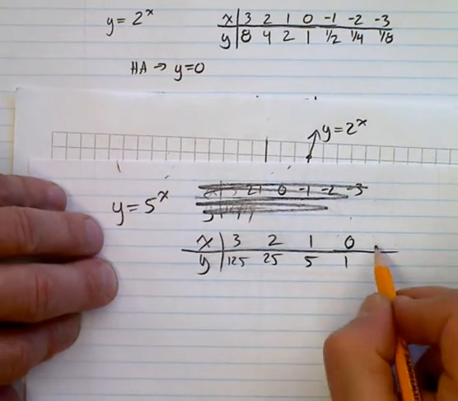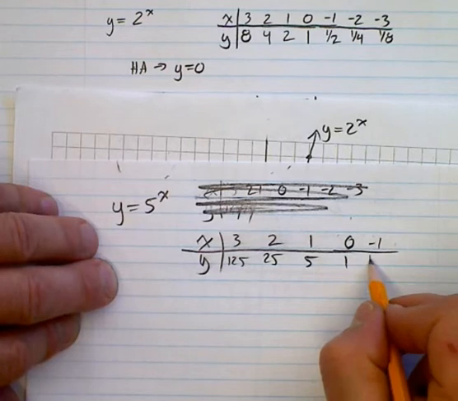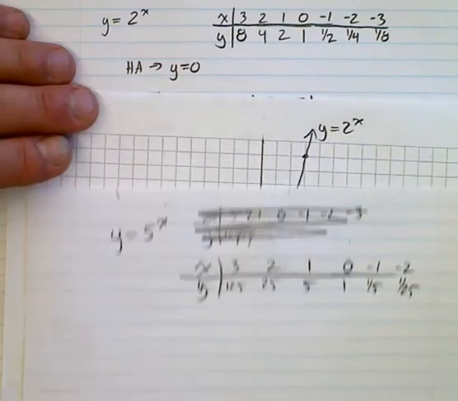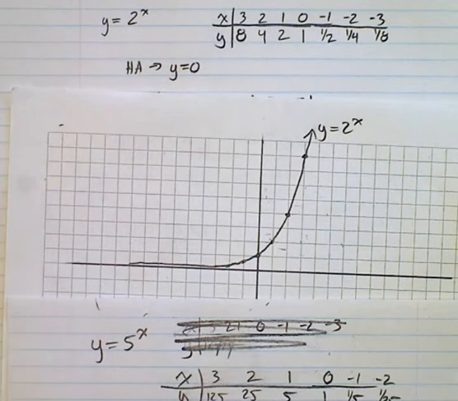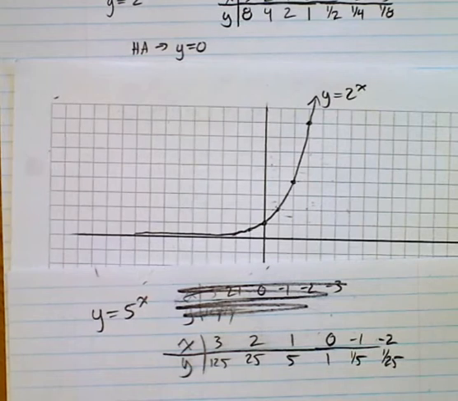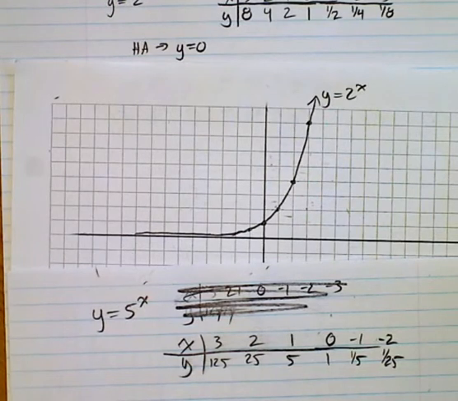And you know if it's -1, it's 1/5. And if it's -2, it's 1/25. So if you plotted these up on the same graph here, okay? If I plotted these up on the same graph, hold on a sec, let's use a pen now, just to show you.